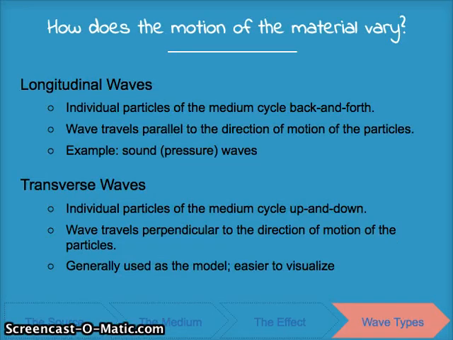In summary, again, you may want to jot some of this information down. Longitudinal waves: the material moves back and forth along the same line as the actual wave's propagation. Good examples are sound waves or pressure waves. Transverse waves: the particles move up and down perpendicular to the motion of the waves themselves. We tend to draw transverse waves and think about them more often, simply because they are easier to visualize.